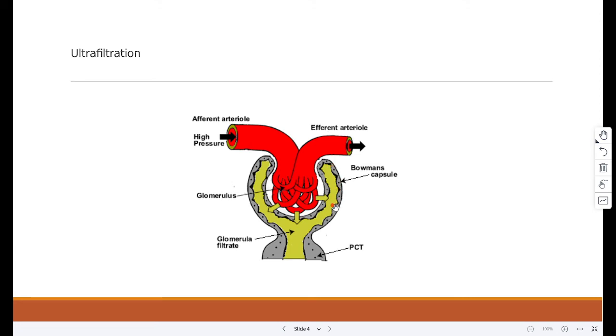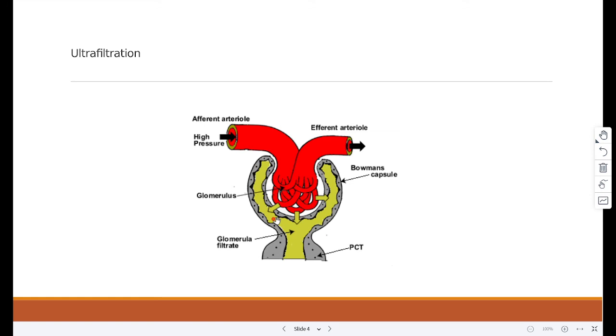Now the capillaries get narrower as they get further into the glomerulus, which increases the pressure on the blood moving through them, which is already at high pressure because it is coming directly from the renal artery. Now this eventually causes the smaller molecules being carried in the blood to be forced out of the capillaries and into the Bowman's capsule, where they form what is known as the filtrate. This process is known as ultrafiltration.